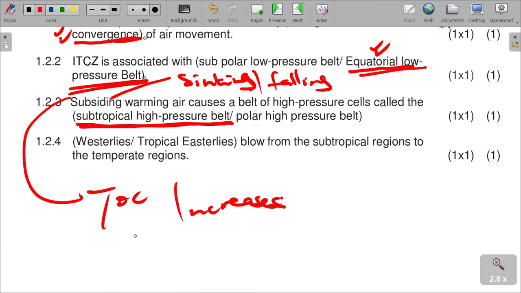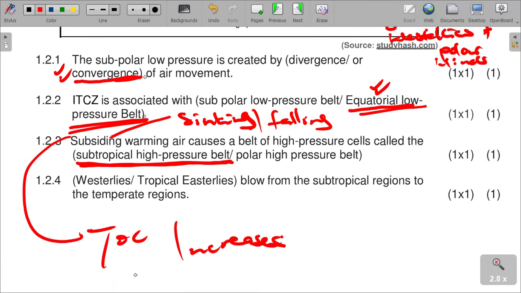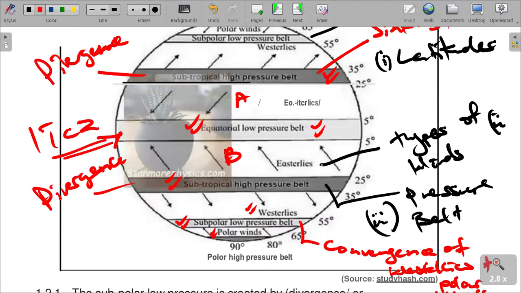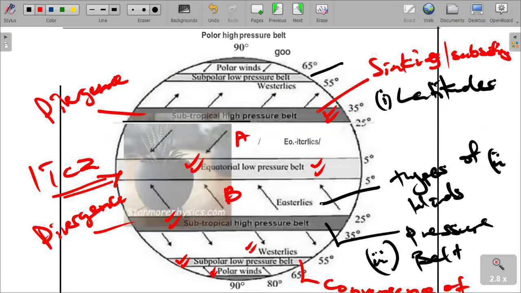As you can see on the globe there, it is the subtropical high pressure belt. Winds blow from the subtropical regions to the temperate regions. If we look at the air mass that moves from the subtropical to temperate regions, you should know that we have westerly winds. These are the westerlies.